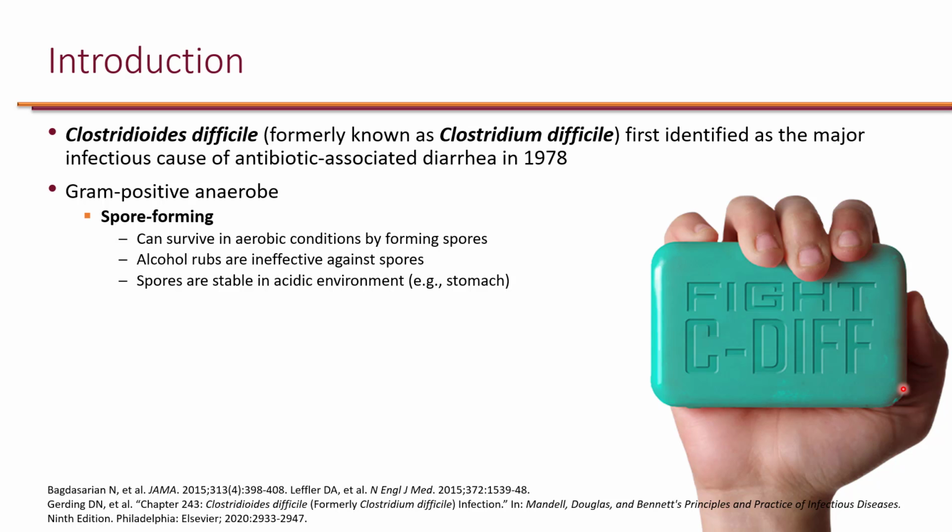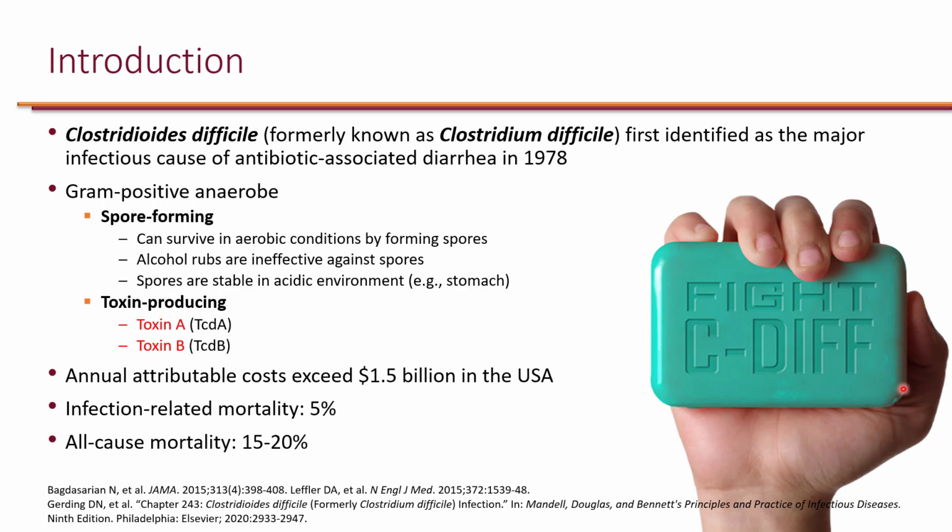The second aspect of C. diff is that some strains are toxigenic, meaning that they can produce toxins. Specifically, toxigenic C. diff can produce toxin A and toxin B. And I'll explain what the consequences of these toxins are.